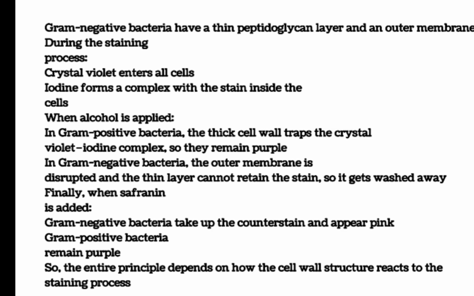During the staining process, crystal violet enters all cells. Iodine forms a complex with the stain inside the cells. When alcohol is applied, in gram-positive bacteria, the thick cell wall traps the crystal violet iodine complex, so they remain purple. In gram-negative bacteria, the outer membrane is disrupted and the thin layer cannot retain the stain, so it gets washed away. Finally, when safranin is added, gram-negative bacteria take up the counterstain and appear pink. Gram-positive bacteria remain purple. So the entire principle depends on how the cell wall structure reacts to the staining process.